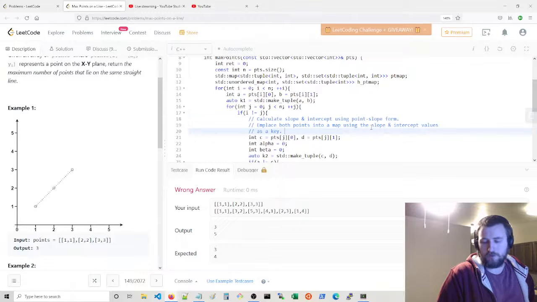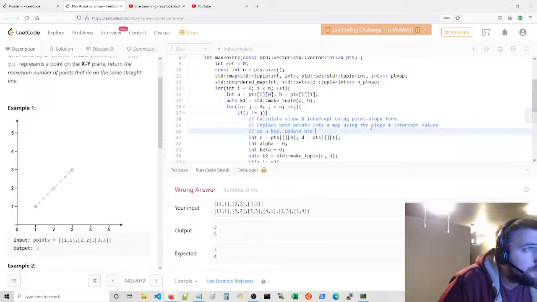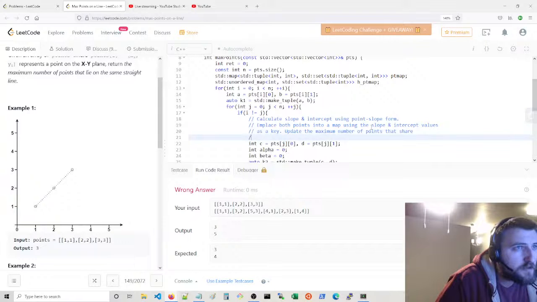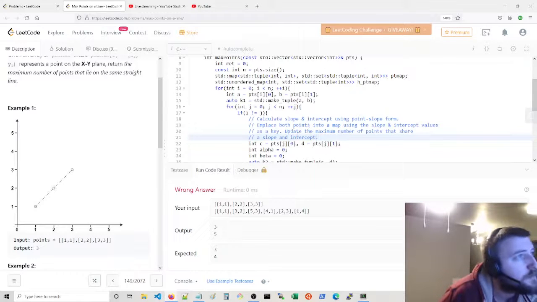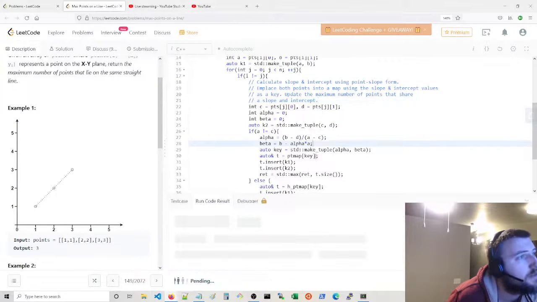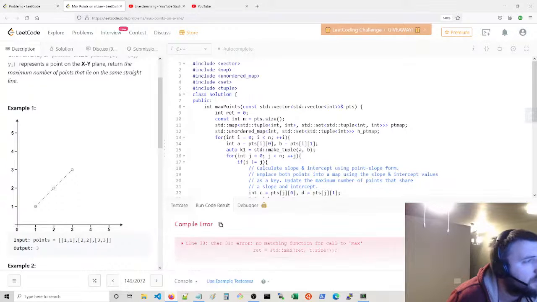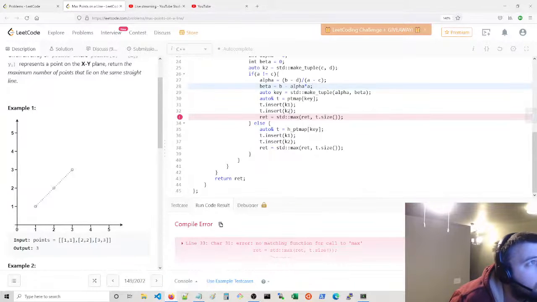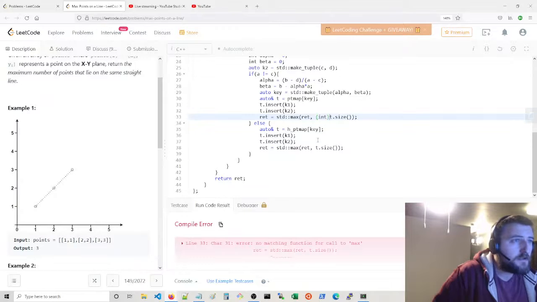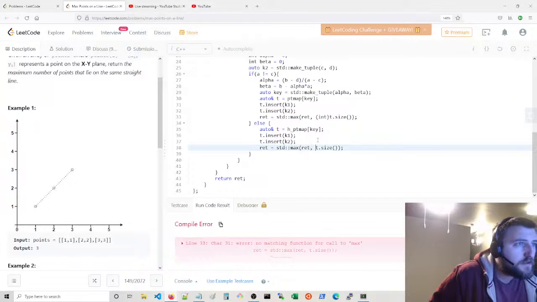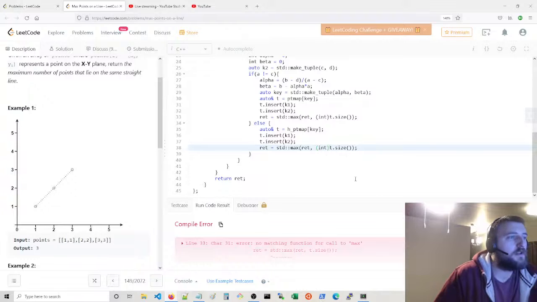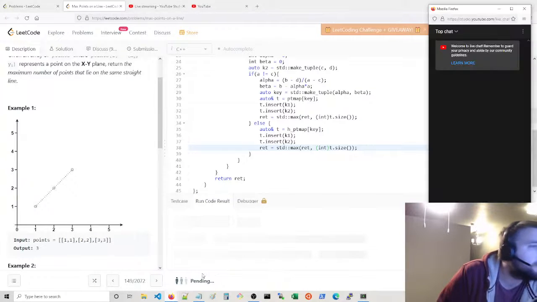What's the word? Update the maximum number of points. Share. Slope and intercept. Yeah, so something like this ought to work. See if it compiles. Oh, these should be integers also. Yeah, I've gotten that compiler error before.